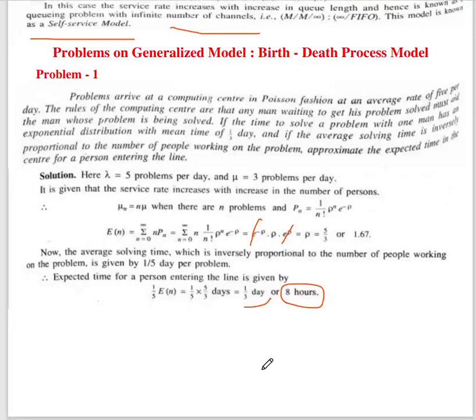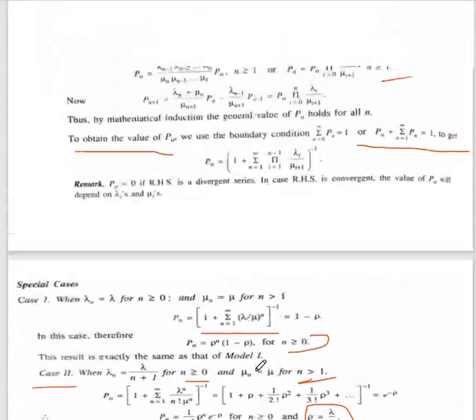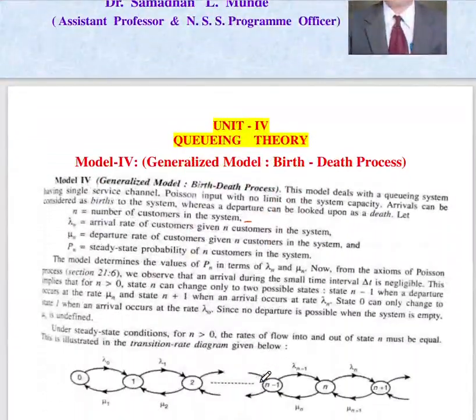Okay, so this is one simple example on a generalized model, that is called the birth death process model. Dear students, in the next lecture we will see model number 5, and we will see some problems on model number 5.